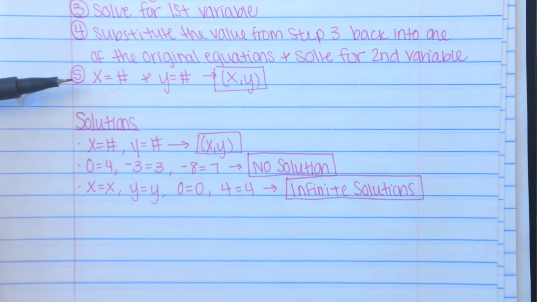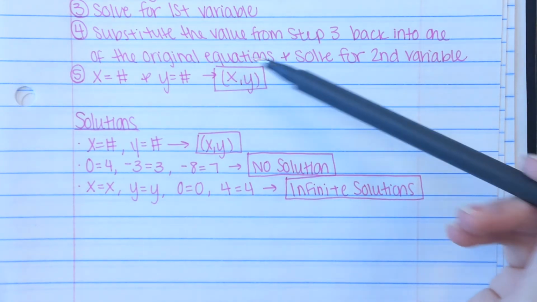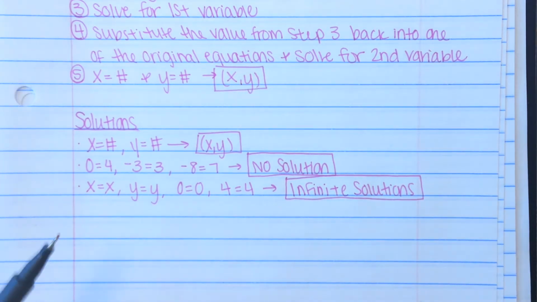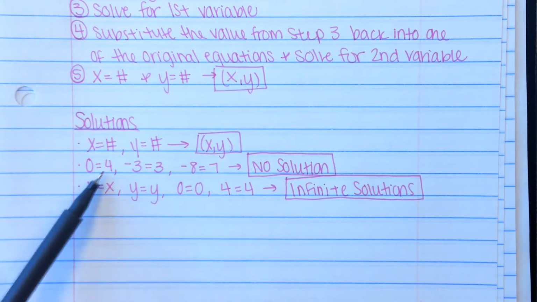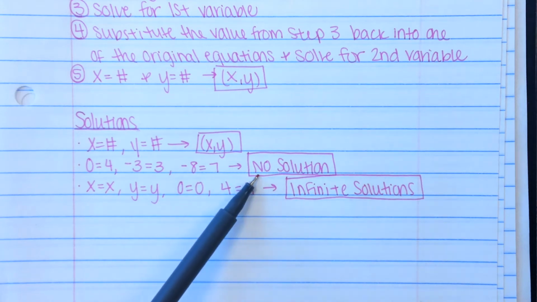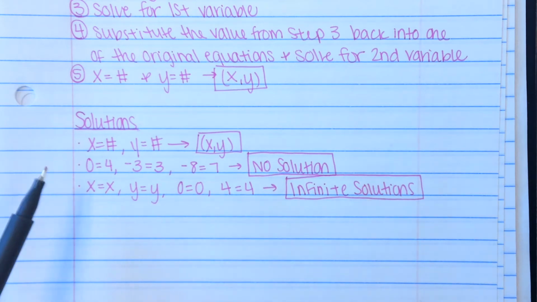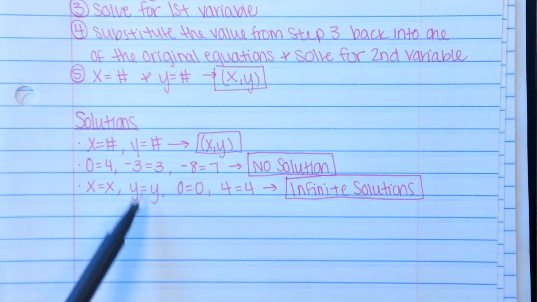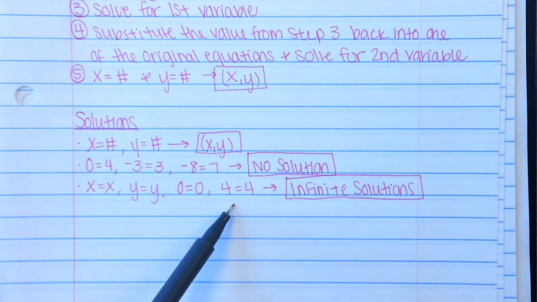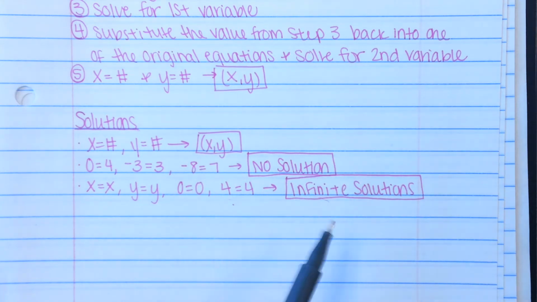Okay, now our most common type of solution will be x comma y. You'll have an x value, a y value, you'll have an ordered pair. But remember, we do have some other solution options. If you have something like 0 equals 4, negative 3 equals 3, negative 8 equals 7, that's a no solution. Those numbers are not equal to each other. So there's no solution there. You could also have something like x equals x, y equals y, 0 equals 0, 4 equals 4. Each of those are true statements. So that's an infinite solutions. So you can see either one of the three.